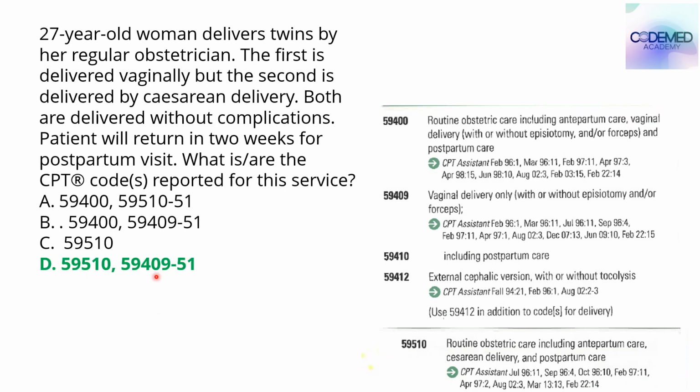So yes, D is the correct answer because 59510 is routine obstetric care including antepartum care, cesarean delivery and postpartum care, because this is a complete package. Postpartum is yet to happen, but since it's a regular obstetrician, 59510 is the cesarean section. And what is the second code? Now the second code is important because for the second baby we cannot code this. We will have to code vaginal delivery only, with or without episiotomy and/or forceps. So here it is for the second baby. Second baby we cannot write this code. We have to write this code. Remember that. And we will put the modifier 51.